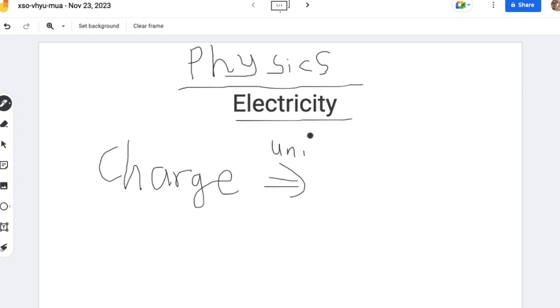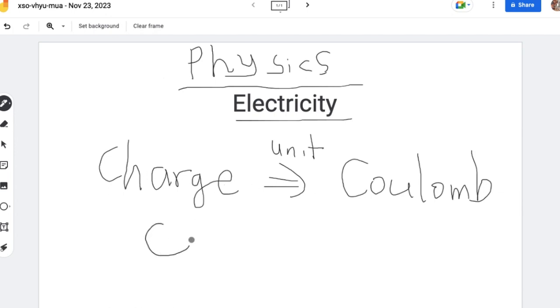So we write the unit. Okay, so we say charge. What is the unit? For electric charge, the unit is coulomb. We say the unit is what? Coulomb. Just like the way you say the unit of current is ampere, so the unit of charge is coulomb.